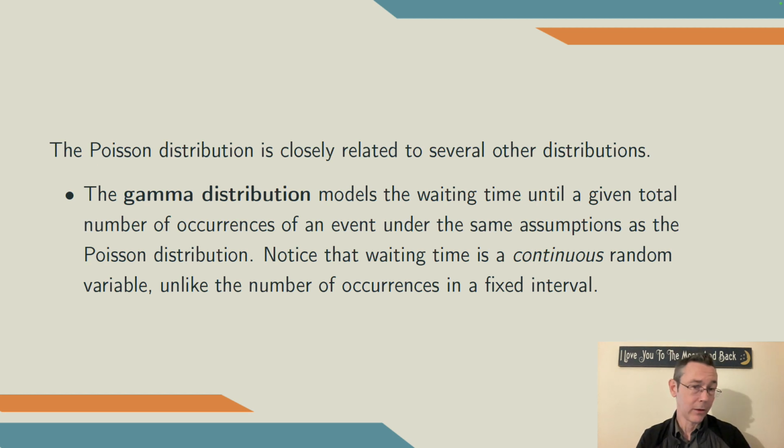One tip-off that you're in one and not the other is that a gamma distribution is going to be referring to a continuous random variable, waiting time, while a Poisson distribution is going to be a discrete distribution. So there we're counting, and we can only get values like 0, 1, 2, 3, 4, 5.